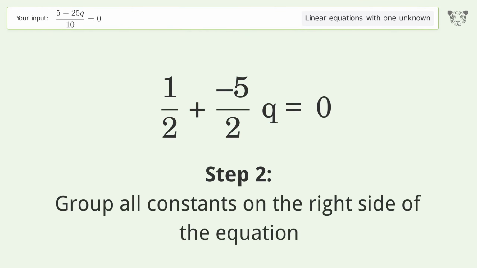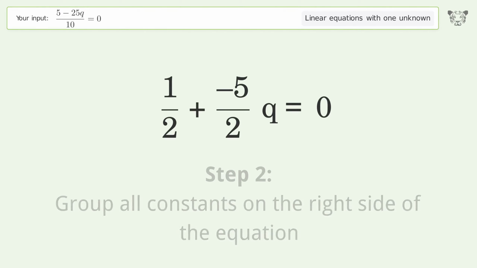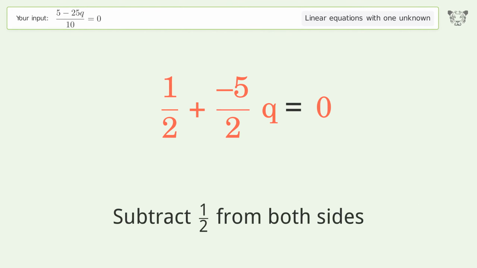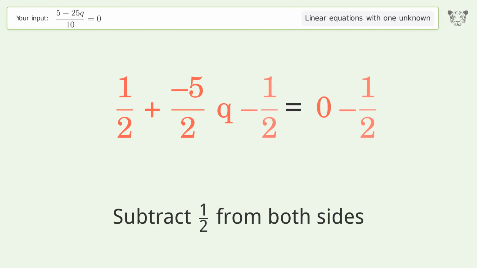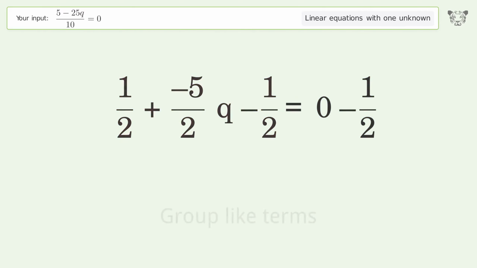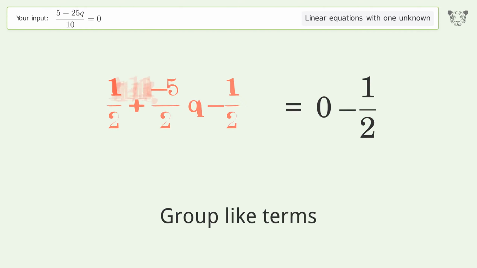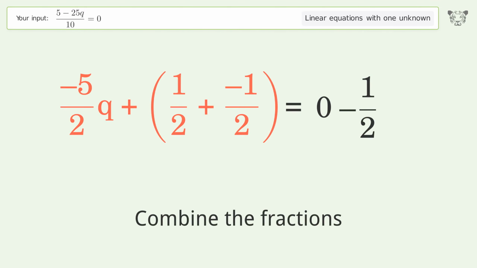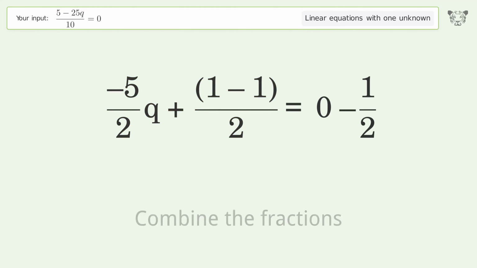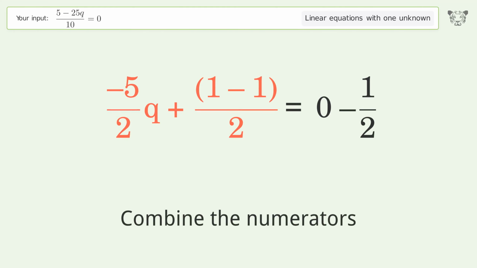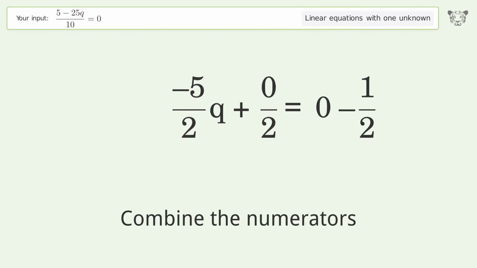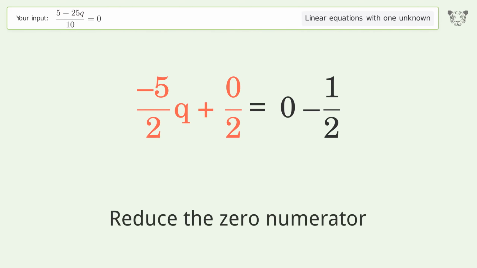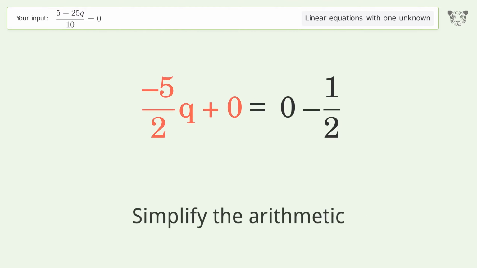Group all constants on the right side of the equation. Subtract 1 over 2 from both sides. Group like terms. Combine the fractions. Combine the numerators. Reduce the zero numerator. Simplify the arithmetic.